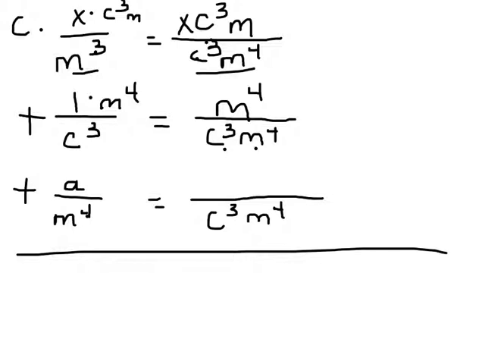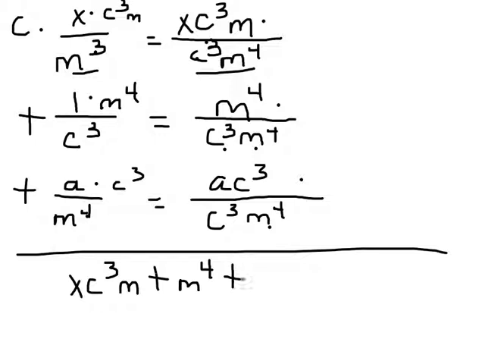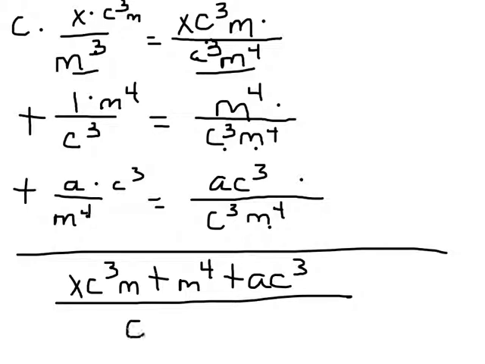All right, down here I have m to the 4th, but I'm missing c cubed. So I say a times c cubed is a c cubed. Now this, and this, none of those are like terms, so they cannot be added. So I'm simply going to have to bring those down. x c cubed m plus m to the 4th plus a c cubed all over c cubed m to the 4th. And that would be my answer.